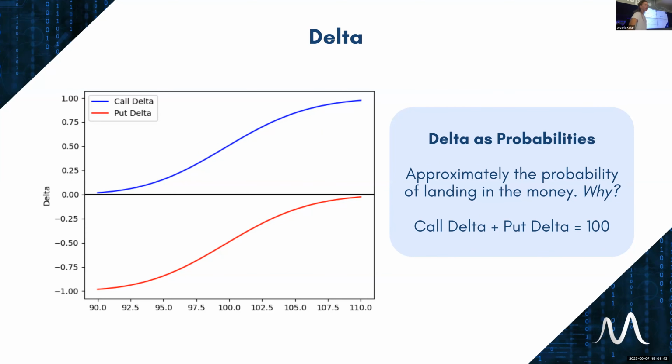Is it strictly true that the call delta plus put delta equals one? Well, think of put-call parity: it will be equal to e^(-rT). So if you assume interest rates are 0, this will hold true exactly. If there are interest rates, there might be some differences, but we don't go into that.